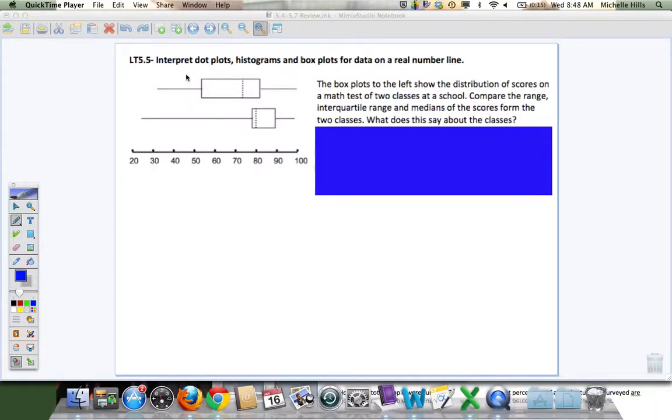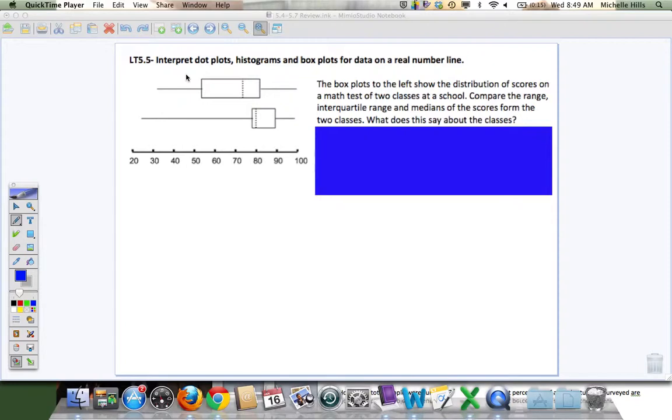Learning Target 5.5 in this review just gave me these box and whisker plots, and it's asking me to do some comparisons between them. So what I'm going to do first, before I do anything else, is to calculate the things that they're talking about and get a feel for what those numbers are.